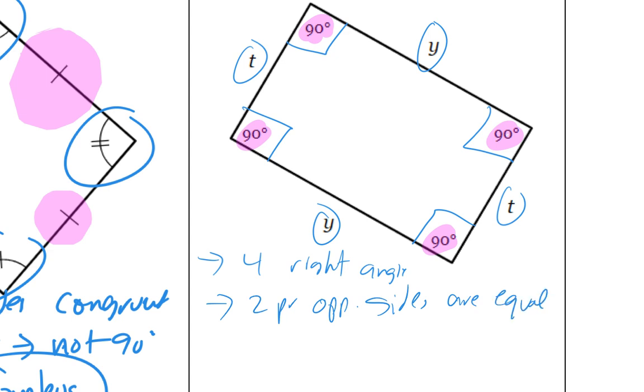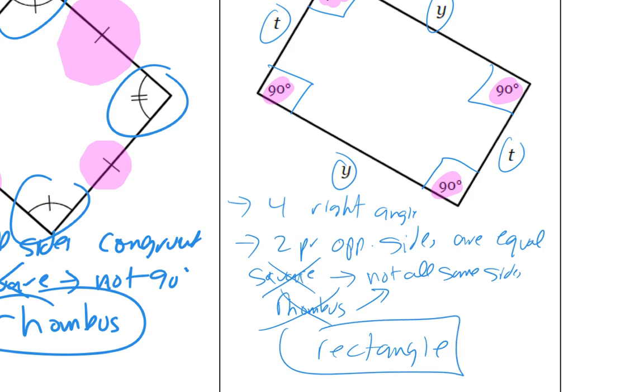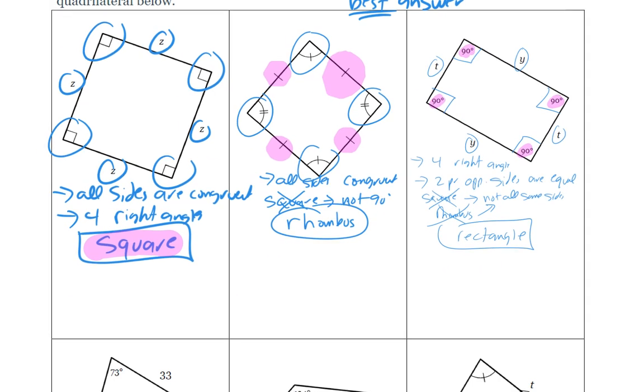That means it has to be a rectangle, right? It cannot be a square because not all the same sides, right? So that one has to be, and same thing with the rhombus, right? Same thing. So it has to be a rectangle. All right. Nice. Let's keep it moving. We just got 3 more left to do.